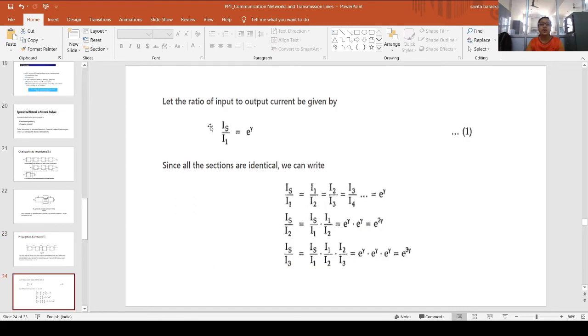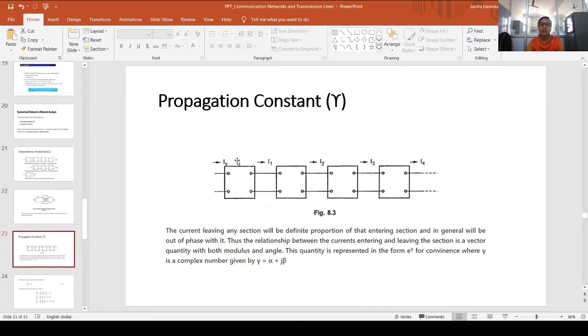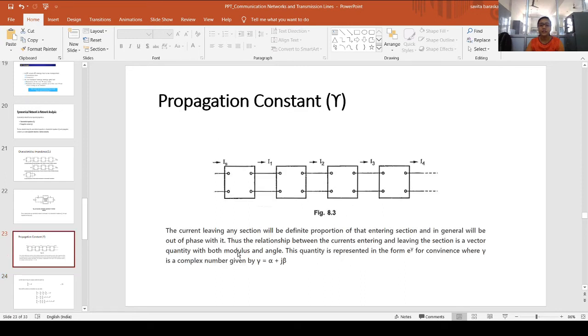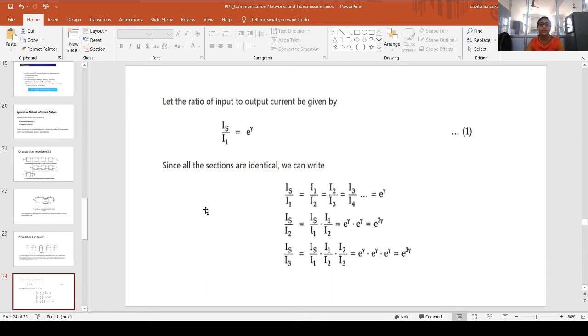So the ratio of input to the output current is given by Is by I1. We can see in the diagram also that incoming current is the Is current and outgoing current is the I1 current. So Is by I1, the ratio of input to the output current, is equal to e raised to gamma, because this is a vector quantity which is represented by both the modulus and the angle.